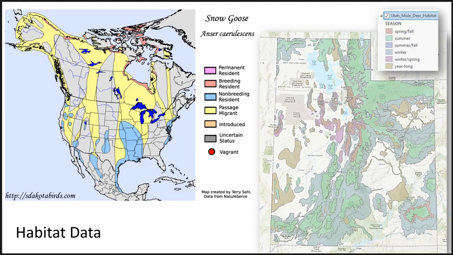All right, let's talk about habitat data and the processes involved in creating these types of maps. Habitat is something we talk a lot about in natural resources. It's the environment of a critter, which can be a plant, an animal, or even you. Habitat is the space that provides food, water, shelter, and location to survive.